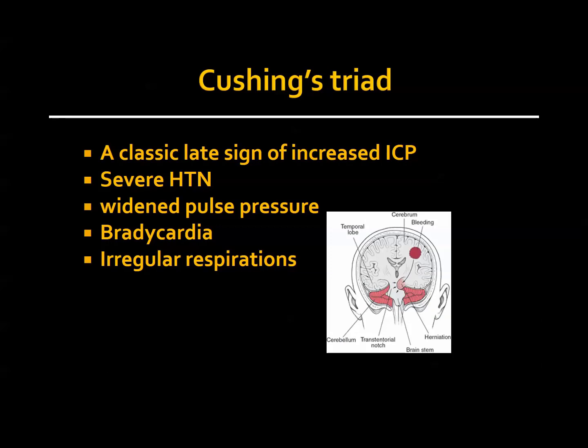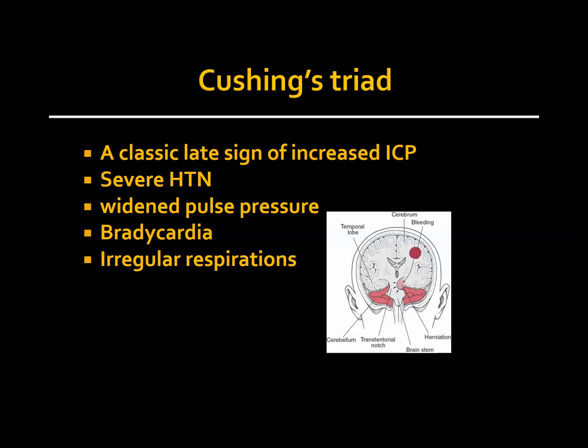Okay, so there's a slide here just on Cushing's triad. Again, sometimes you'll see irregular respirations on there, but most of the time, if you're just a purist, Cushing's triad really is three things: high blood pressure, widened pulse pressure. So what does that mean?